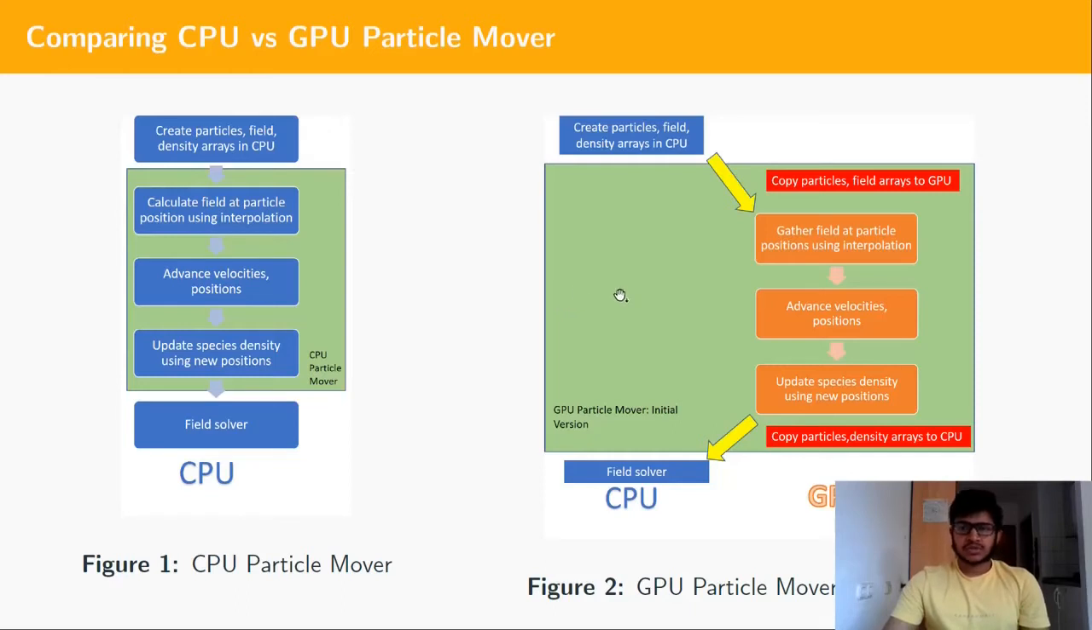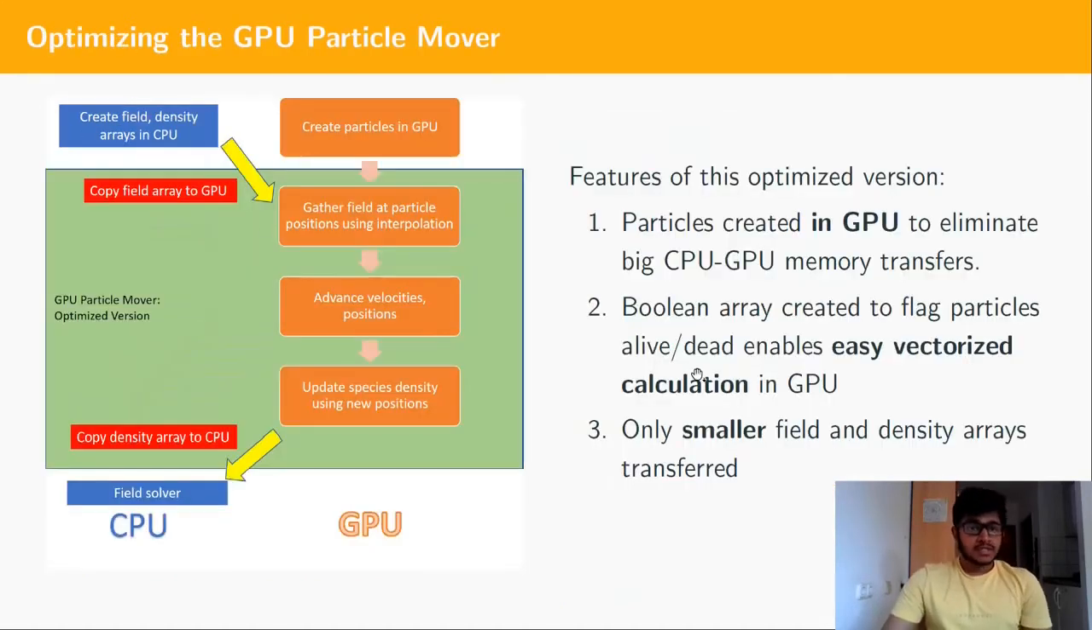In our initial version, we copy all the required arrays to the GPU each time the particle mover is called. However, the runtime was greater than the CPU version. Hence, we decided to optimize this further. Note that the size of the particle arrays is much larger when compared to the size of the density and field arrays. Hence, we decided to create the particles in the GPU itself to eliminate these big memory transfers. Now only the smaller field and density arrays need to be transferred.